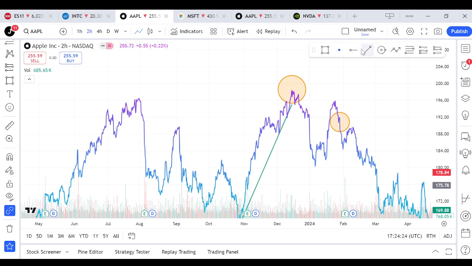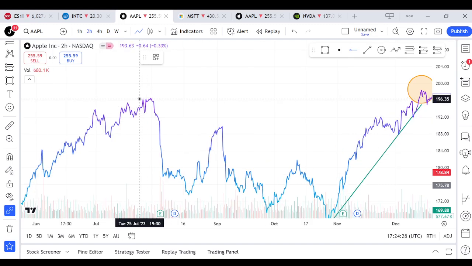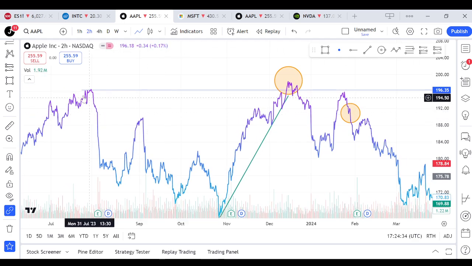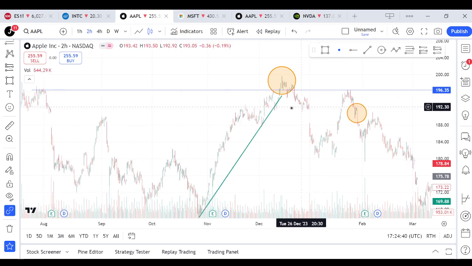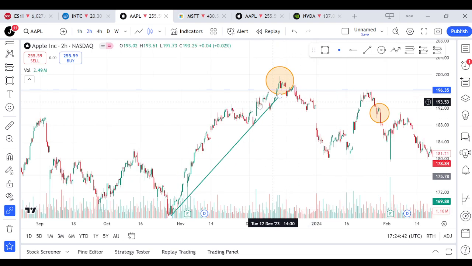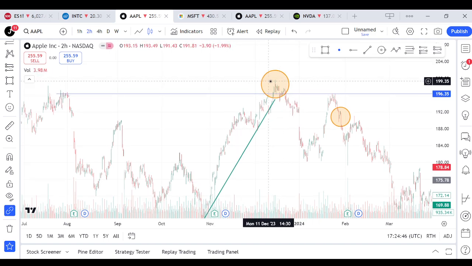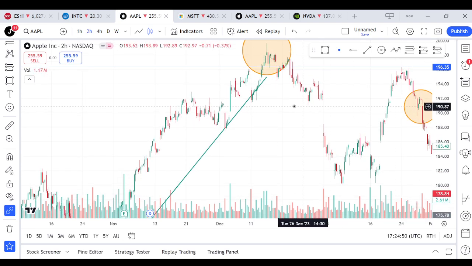Let's just switch to the line chart and you can see price reacting off of this level here, and this is a major resistance level. So let's switch back to the candlesticks and you can see this price is reacting off of this major resistance level right here. You can see our bearish evening star candlestick pattern.